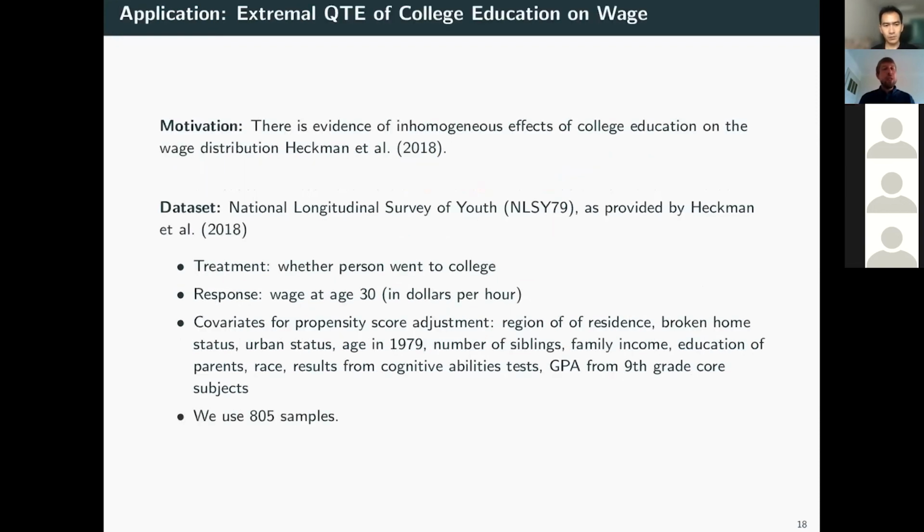All right, let me very briefly talk about an application. We look at the effect of college education on very high wages. This data set was considered in Heckman et al. in 2018. Our treatment is whether a person went to college or not, and our response is the wage at age 30 in dollars per hour. For a propensity score adjustment, we have several covariates like the region of residence, the broken home status, and so on. And here we have 800 samples.